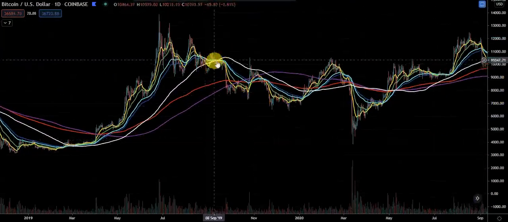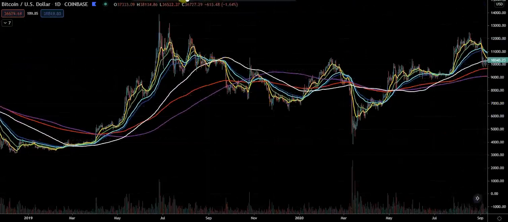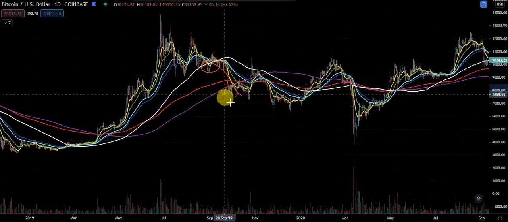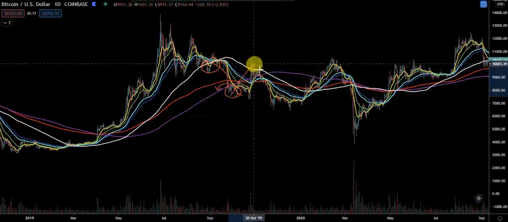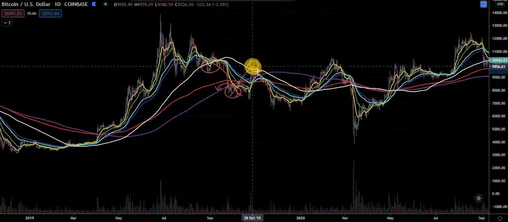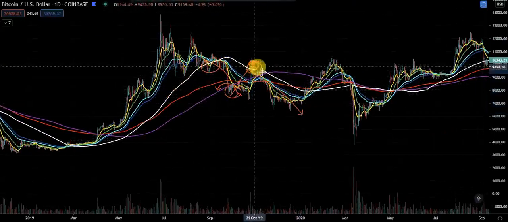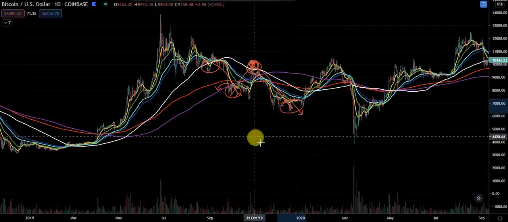Here's another example. Now you broke the white 100 moving average, you dropped into the red moving average, you bounce back up into the white 100 moving average. Your white 100 moving average is a master moving average, and it can reject off that, and then you can see that we roll back over from there.